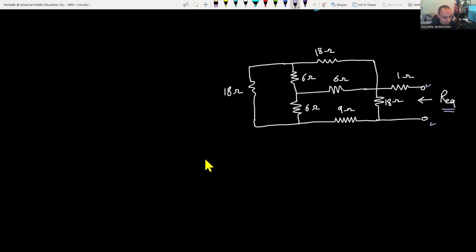Basically, we're gonna search for a delta and convert it to Y. Sometimes I call Y star because this is how we learn in Egypt. We call Y the star connection. It is the same, okay? But it should be named Y because it's very similar to Y. So we have actually here two deltas. There is a delta in that mesh, and there is another delta in that mesh. I'm gonna convert one of the deltas into Y now and find R equivalent. And as an exercise for you, try to solve with the other delta, not the one that I did. You should get exactly the same R equivalent.